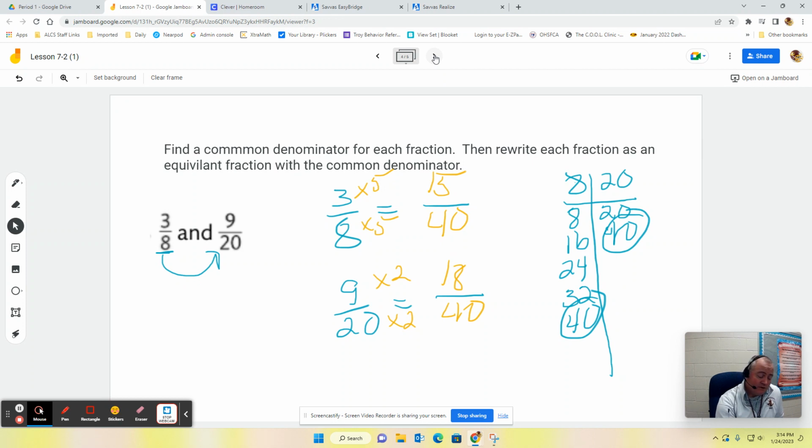That's all you are doing today. So we are looking at these two fractions. We are determining what the common denominator would be. We're going to use the lowest common denominator. And then we are just going to make equivalent fractions. Let's try one more problem.